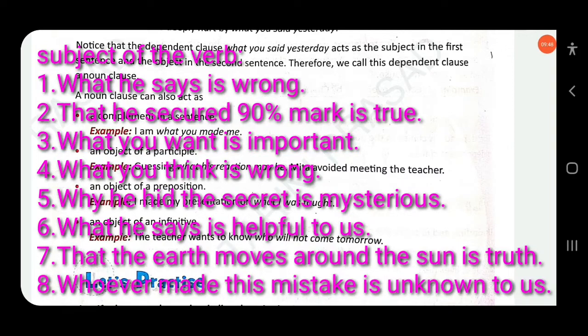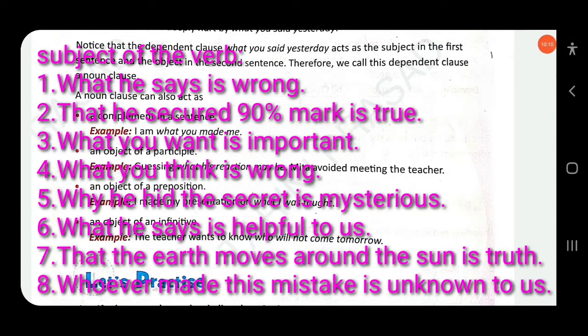Okay, what he says, this is a noun clause, and here the noun clause functions as a subject in the sentence. Clear? Then take another example, that he secured 90% mark is true. What is true? That he secured 90% mark. So this is a noun clause, and here the noun clause functions as a subject in the sentence.